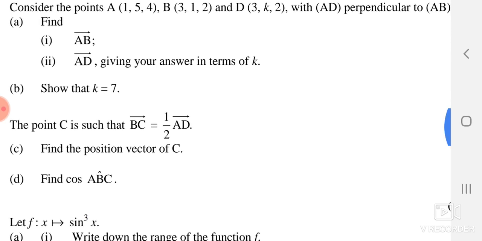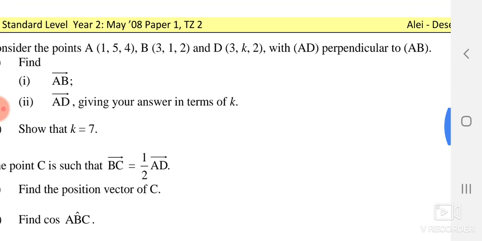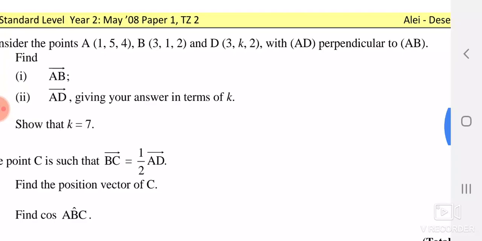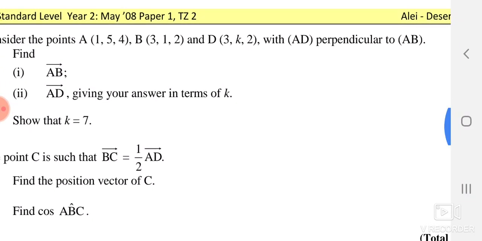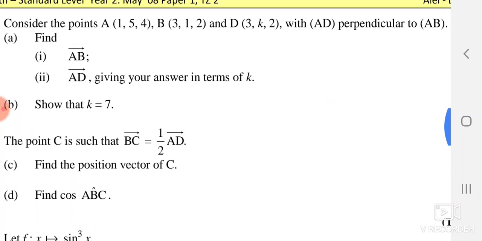AB vector. And in the same way AD vector can be calculated, and AD he told you would be in terms of k. But he also told us that AD and AB are perpendicular. Whenever two vectors are perpendicular, their dot product is always equal to 0. So AB dot AD is equal to 0. So from there you can easily calculate the value of k.